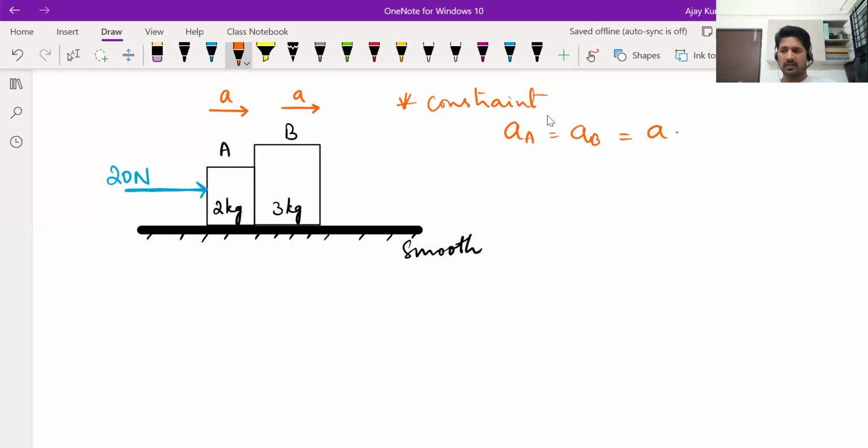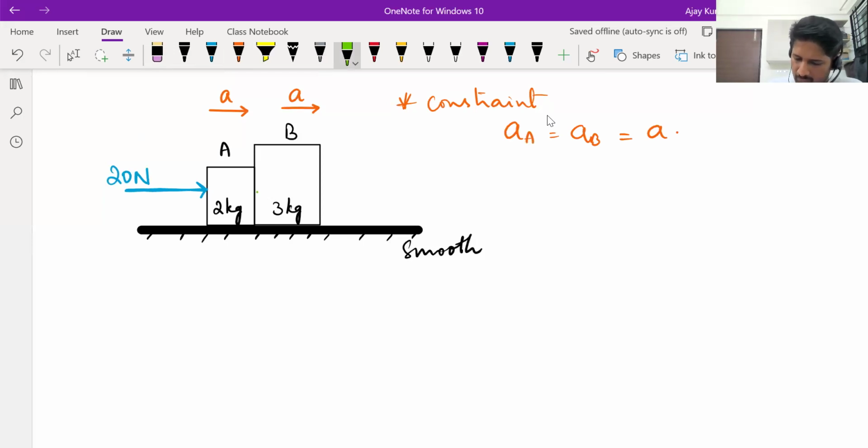Okay. So last class and the class before that, we discussed constraint relations with tension acting between the blocks. Now we are talking about constraint with normal force acting between the blocks. So for normal force to act, contact is necessary. For them to stay in contact, they need to move at the same rate. So they'll have a common acceleration now. And we need to find out how much normal force they exert on each other.